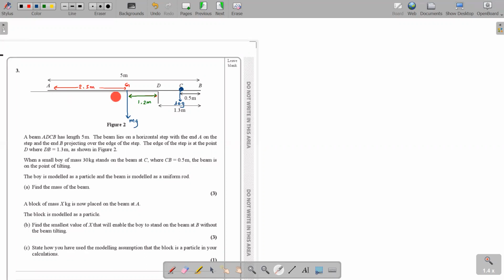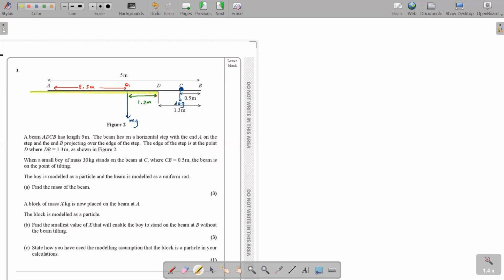Where do you think this plank, this rod, the beam, will tilt around? Which point? Is it tilting around A or C or D or B? Which one? Around where? Think properly. Now you are on this step. Now this is the step here. So I'm asking you, where is the pivot point?